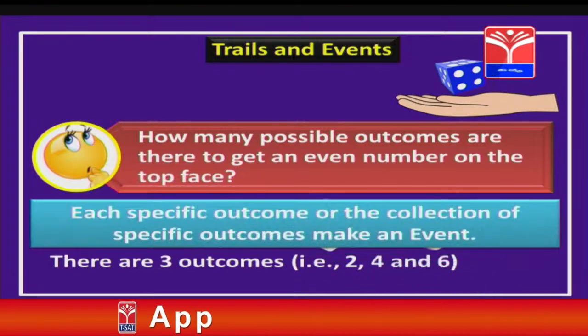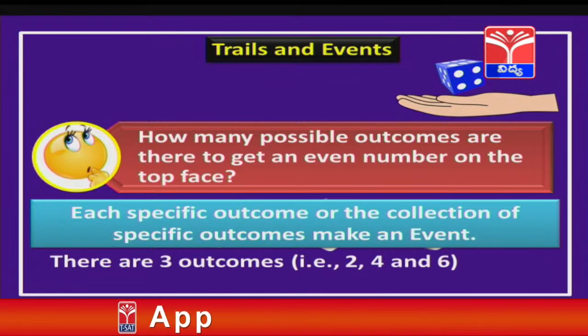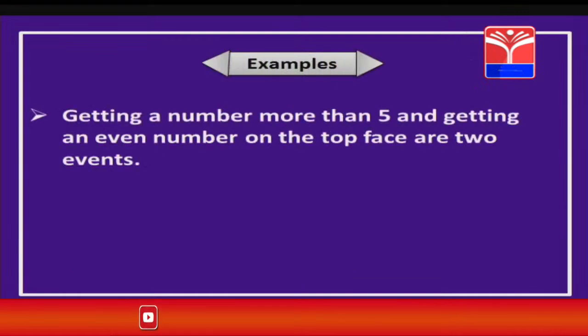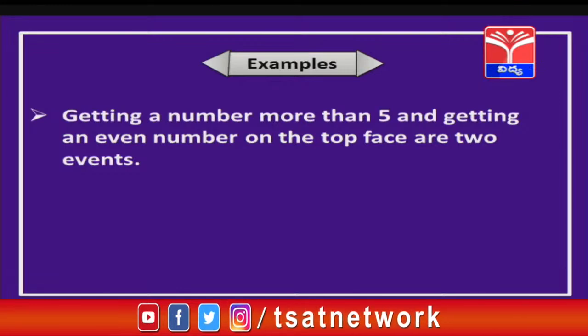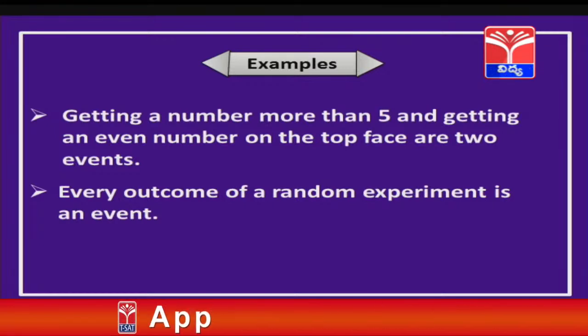So, children, each specific outcome or a collection of specific outcomes makes an event. Got it, children? Here we see what outcomes are and what an event is. Getting an even number is an event here, and getting a number more than 5 is an event here. Let us see the examples: getting a number more than 5 and getting an even number on the top face are 2 events.